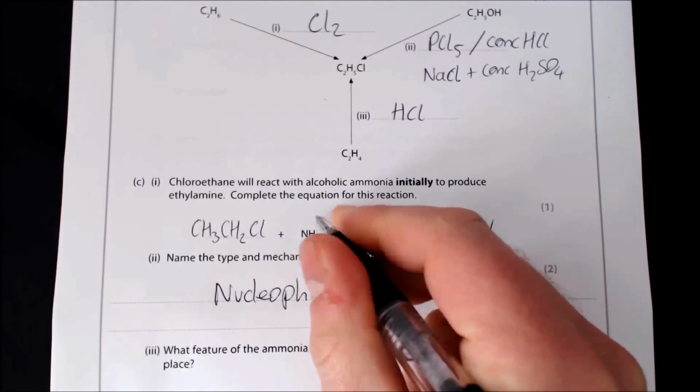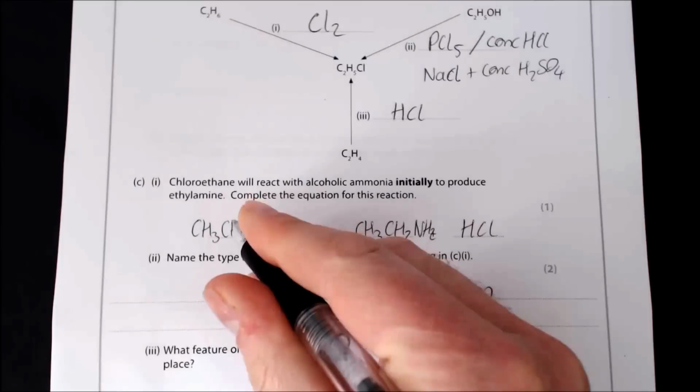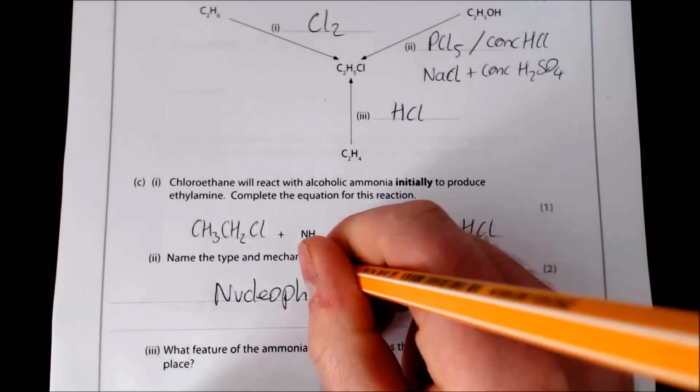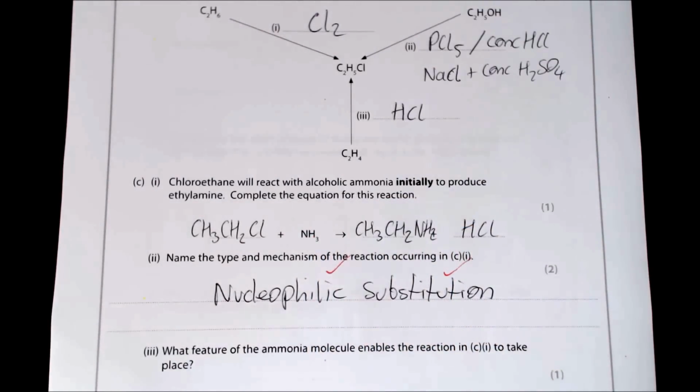So this is your nucleophile, lone pair of electrons on that nitrogen, and it will go for that double positive carbon. 2 marks here, 1 mark for nucleophilic and 1 mark for substitution. So again, not too bad. Right, and the next bit.